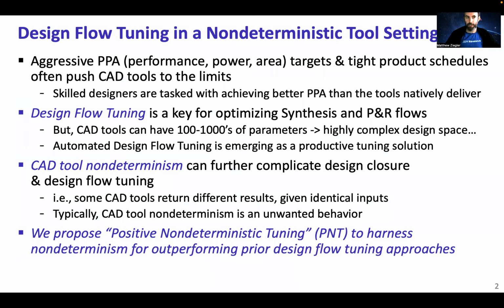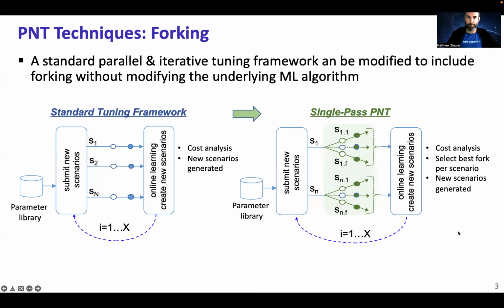Aggressive PPA that we're targeting in today's chip products often push CAD tools to the limit. We're using design flow tuning routinely to get near optimal results, but this can be challenging in non-deterministic CAD tool environments. For example, CAD tools given the exact same inputs can often return different results, commonly due to multi-threading and algorithm implementations. This is typically thought of as an unwanted behavior, but in this talk, we'll talk about how we can use this to actually improve our tuning results using a technique called positive non-deterministic tuning, or PNT.